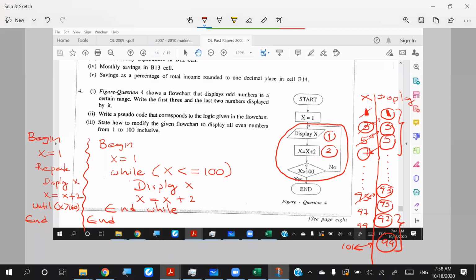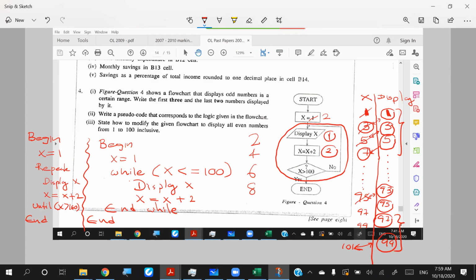Because it started from 1, it continues as 1, 3, 5. Each time 2 is added, so likewise it's going to increase. So if you say x equal 2 here instead of 1, then 2 will be displayed, then 4 will be displayed, 6, 8, likewise it's going to display until the 100.